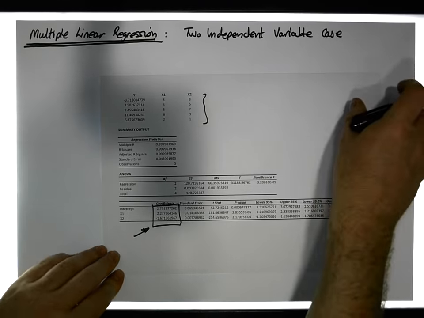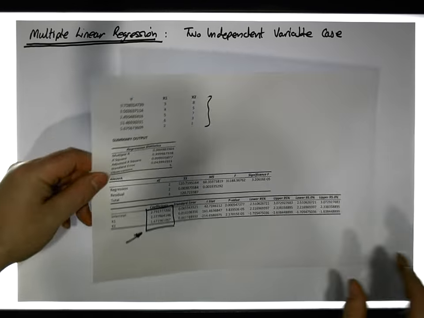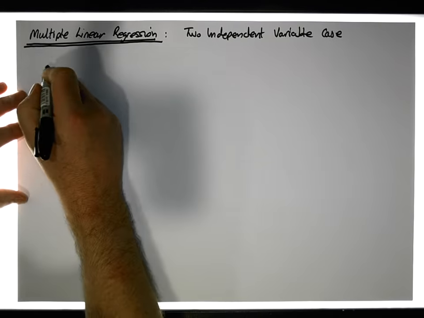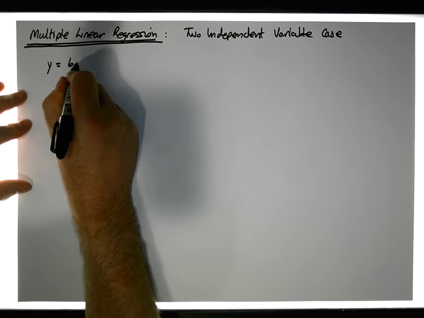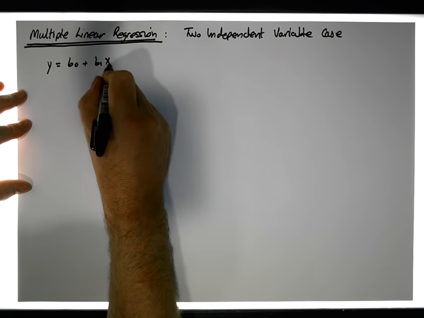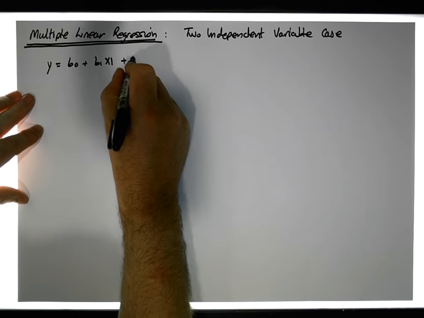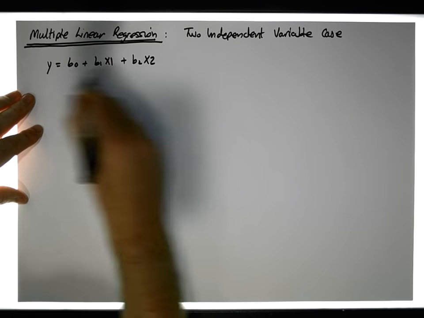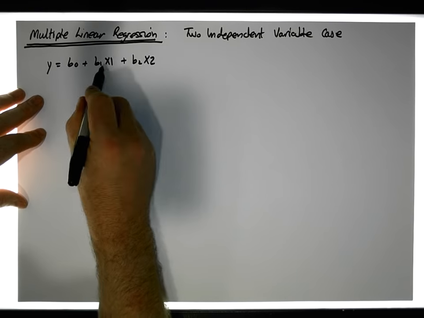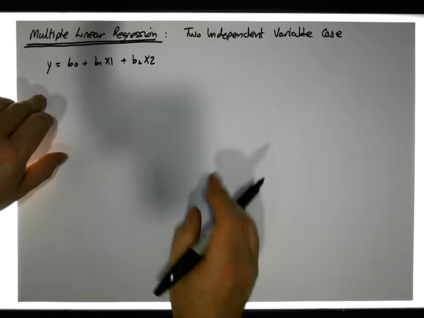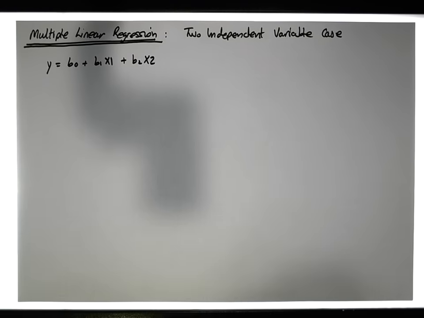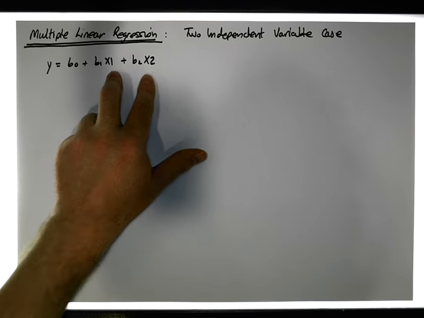So to do that, let's just look at the line. The line of best fit that we're trying to estimate is y is equal to b0 plus b1 times the x1 variable plus b2 times the x2 variable. So we really want to estimate b0, b1 and b2. Once we have that, we have our plane, which is the relationship between the independent and the dependent variables.